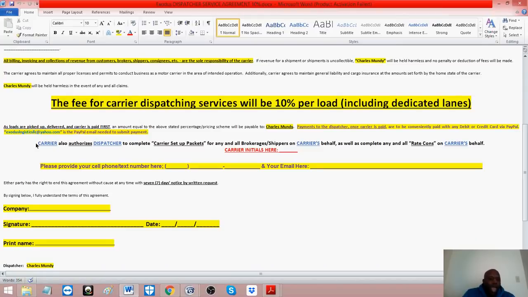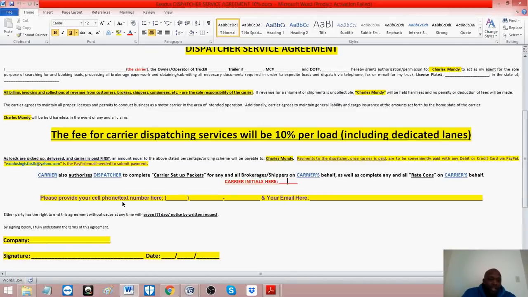But no, what I did, I added an extra statement here. I said carrier also authorizes dispatcher to complete carrier setup package for any and all brokerages/shippers on carrier's behalf, as well as complete any and all rate cons on carrier's behalf. And then I got a red here, carrier's initial here. So if he initials that, in addition to signing the dispatch agreement, I believe that should be enough to cover you, because he's telling you he's authorizing, and I put it in bold and underline it. Carrier, authorizing dispatcher.